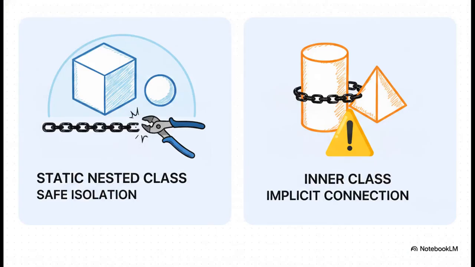Now, to protect your JVM heap, we need to contrast this with static nested classes. Simply marking that nested structure as static totally severs that implicit connection. Static nested classes operate cleanly. They basically behave exactly like top-level classes without any of those hidden outer links. So this enforces safe memory isolation lines and entirely eliminates that risk of hidden heap degradation.